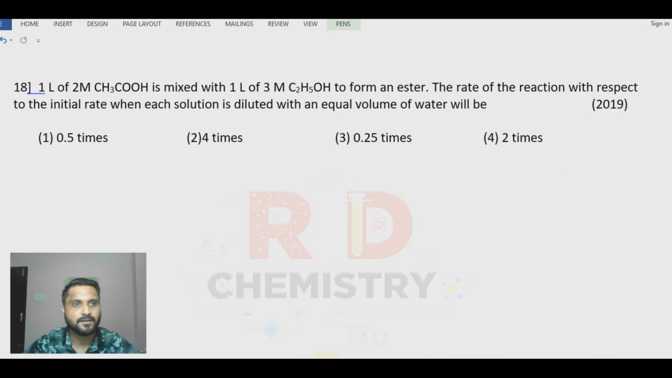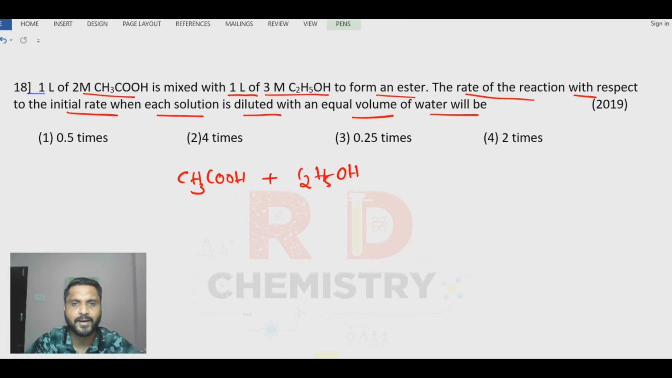Question number 18. 1 liter of 2 molar acetic acid is mixed with 1 liter of 3 molar ethyl alcohol to form an ester. The rate of the reaction with respect to the initial rate when each solution is diluted with an equal volume of water will be. So what we'll do, we'll write down the equation. Acetic acid CH3COOH reacts with ethyl alcohol C2H5OH to give an ester, ethyl acetate CH3COOC2H5, plus water H2O. So this is the esterification reaction.